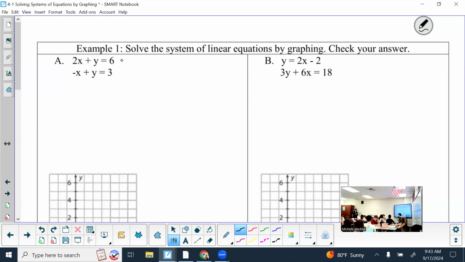I think you're thinking of something different, Cadence. The class said they wanted to solve by x and y intercepts. So if I'm solving for my x-intercept, by definition, your x-intercept is when what happens?